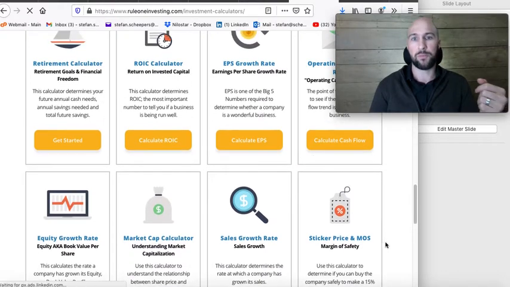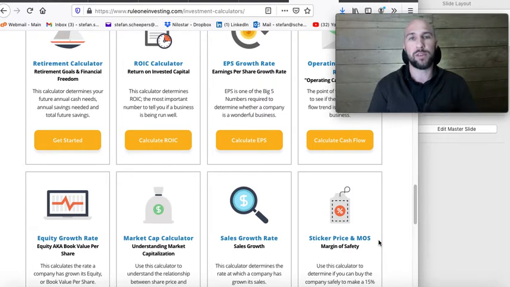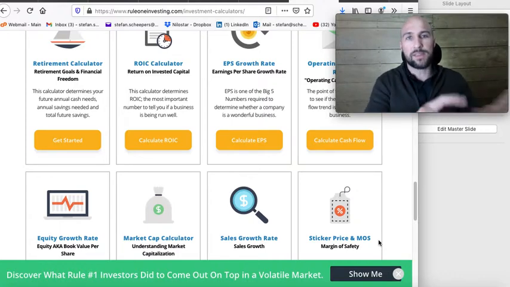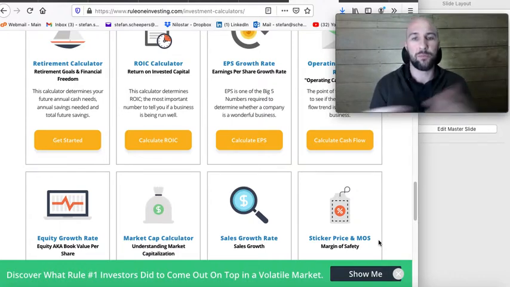It's a good thing to do. Sticker price or margin of safety. You will hear me say sticker price a lot. That's also margin of safety. It comes from when you go to the car lot. You'll see that the price on the vehicle is a sticker price, how much you have to buy it for.